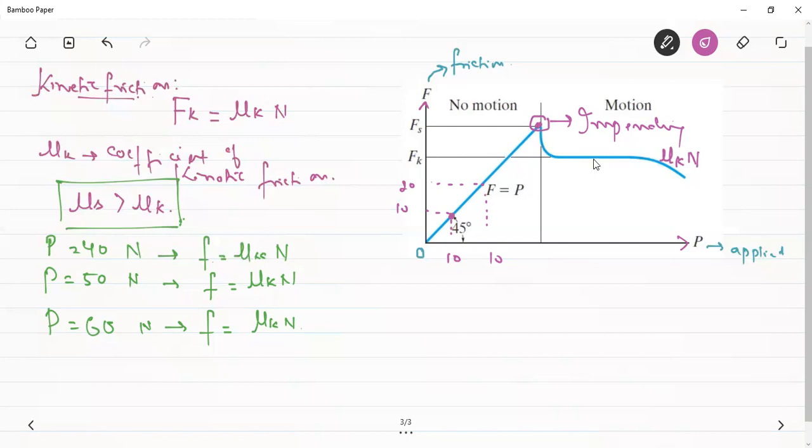So I hope this figure is clear to the students. This is the point of impending motion. Impending motion is the point at which the block is just about to slide, at which the motion is just about to begin. So this is regarding the laws of friction.